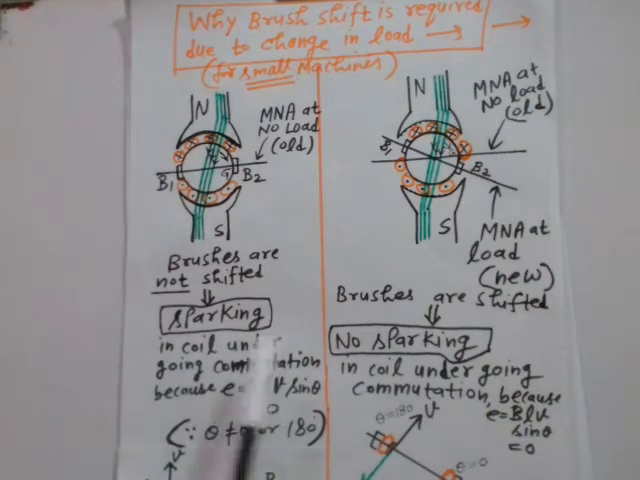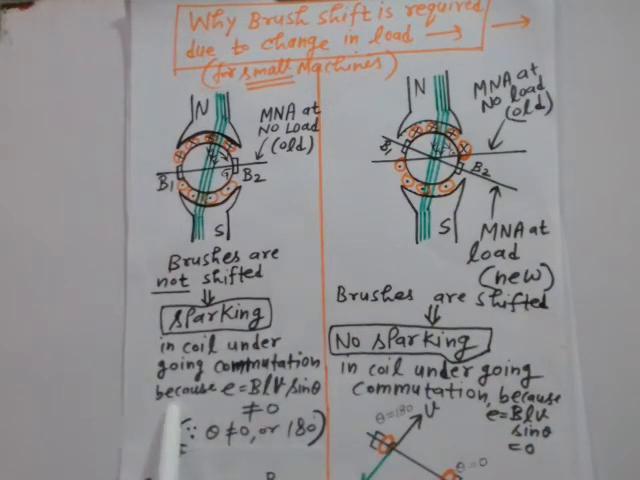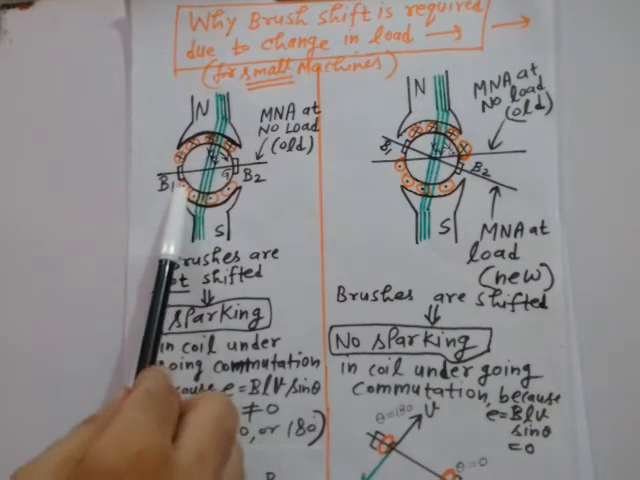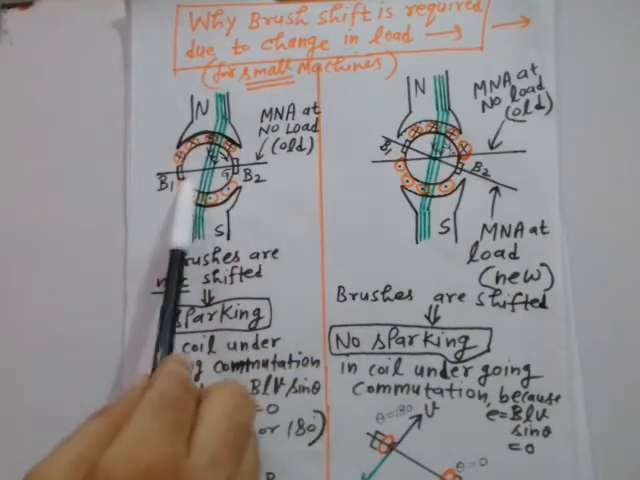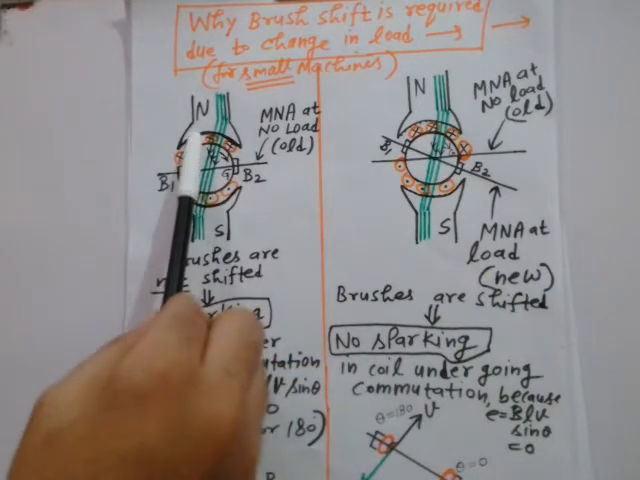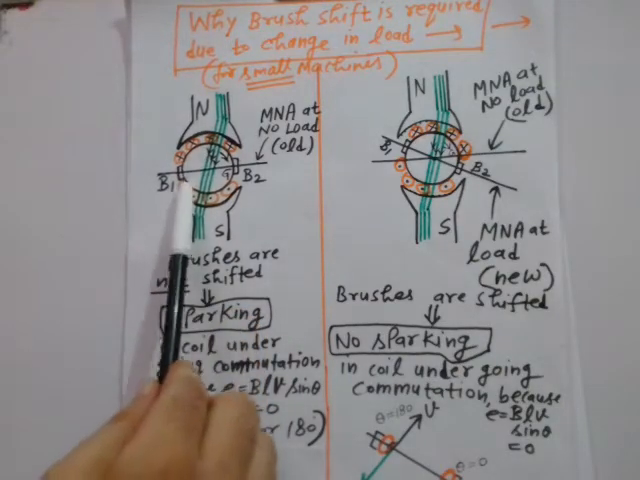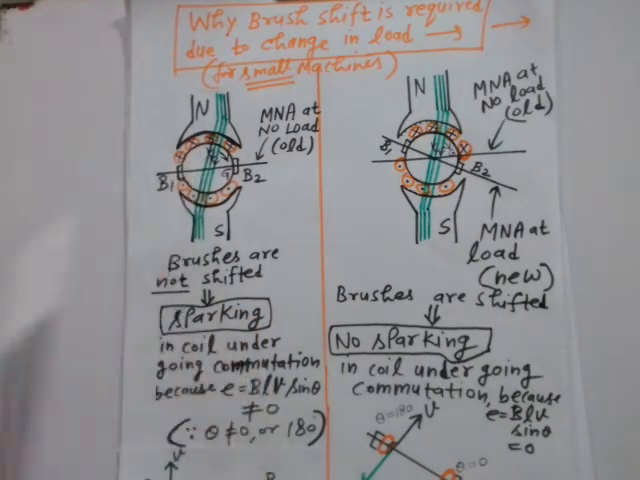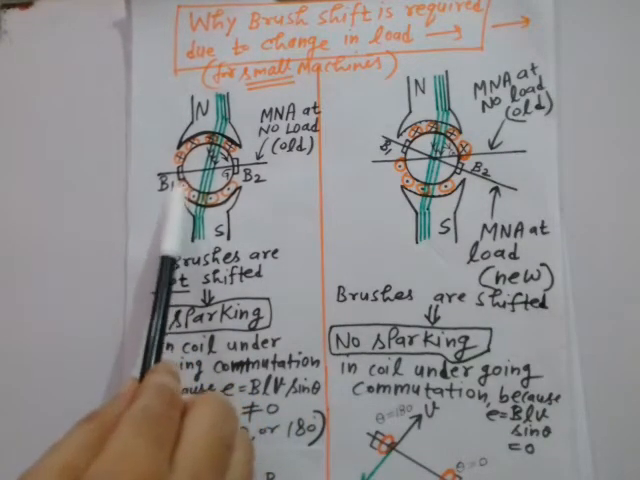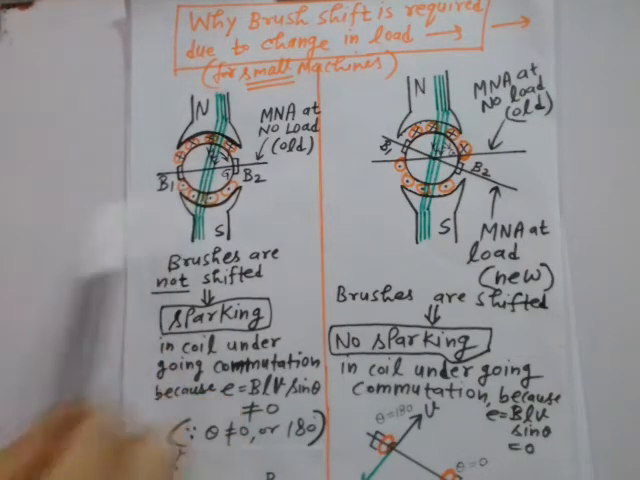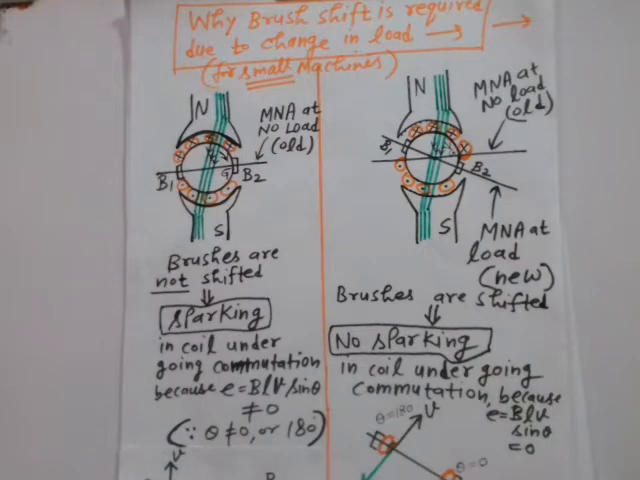Sparking in which coil? Sparking in that coil which is undergoing commutation, right? Why will sparking occur? Because the coil which is undergoing commutation, that means which is just near this brush, when it crosses this axis and comes under the influence of this north pole, then it will be shorted by the width of this brush. Then this particular coil which is near this brush will definitely have a rotational voltage, E is equal to BLV sin theta, right?